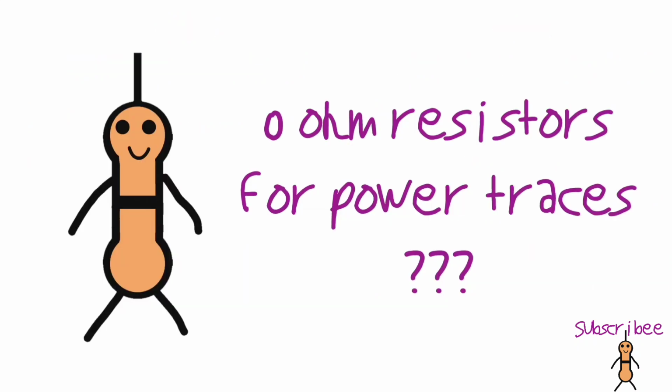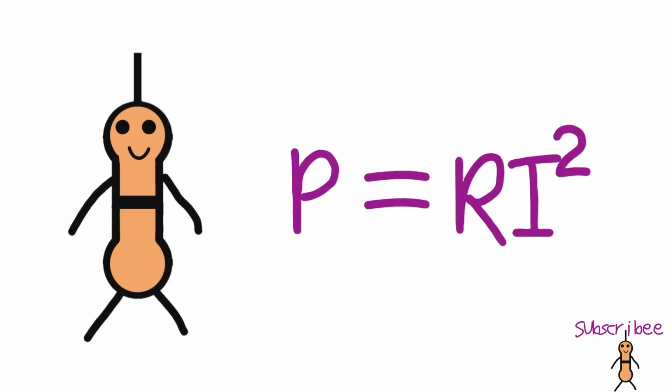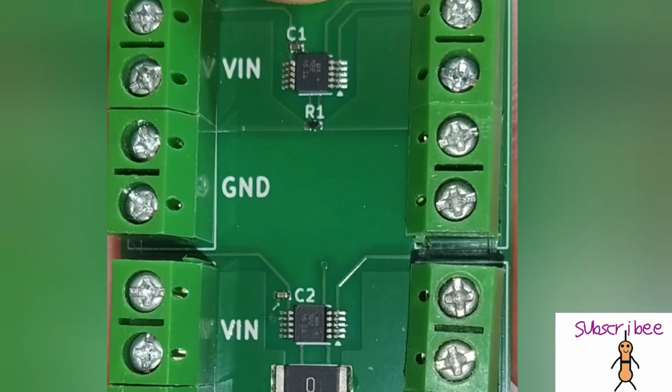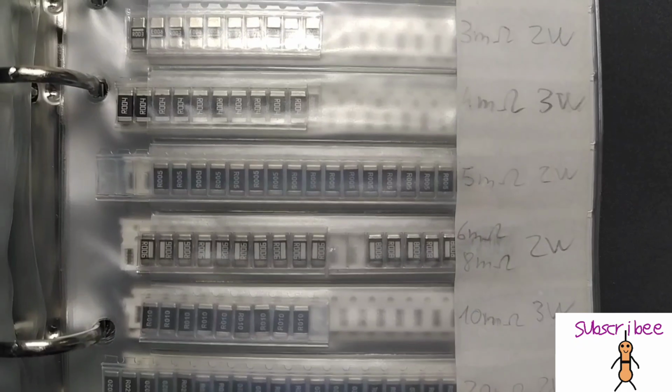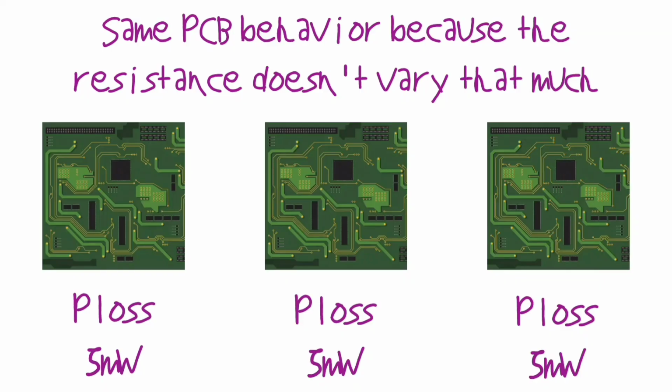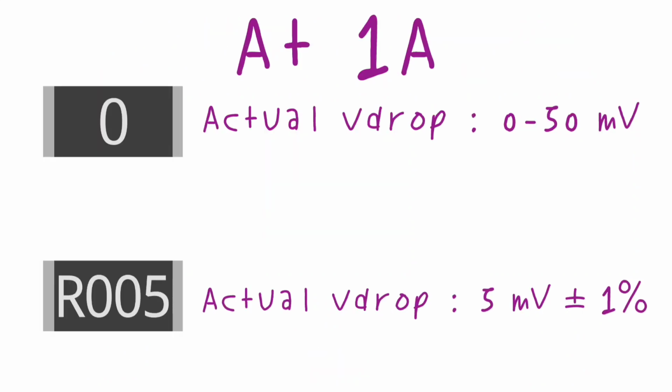And now I want to give you one tip. If you want to use jumpers for power traces and want to minimize power loss, don't use 0 ohm resistors, because the resistance could vary from 0 to 50 milliohm, as you now know. So you have two possibilities. Use a low ohmic one, like the ROHM one, or just use a really low value resistor like 10 milliohm, 5 milliohm, or even lower. So you will have the same behavior over the various PCBs. And of course the same goes for voltage drop.